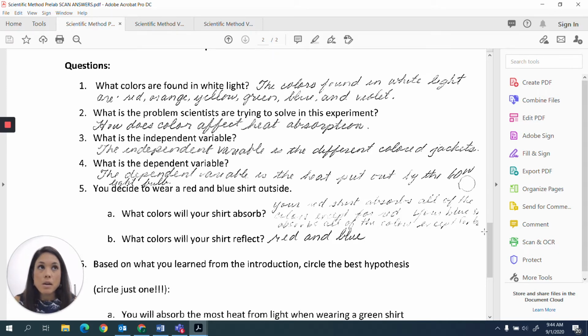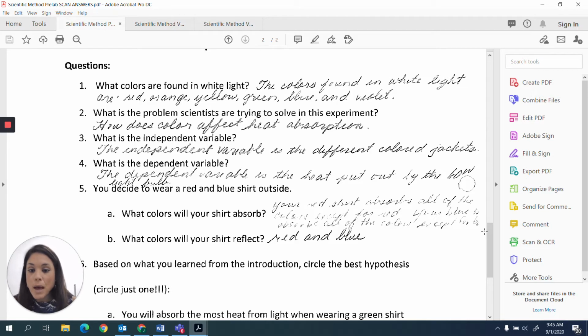And that was a good explanation in the reading that you had. What is the problem scientists are trying to solve in this experiment? They are trying to solve, how does color affect heat absorption? And I should have had a question mark on the end of that.